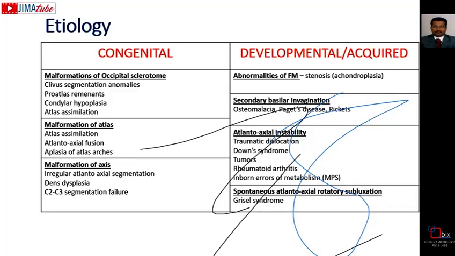What are the acquired causes? Abnormalities of foramen magnum in the form of stenosis, secondary basilar invagination, osteomalacia and Paget's disease, rickets, atlanto-axial instability, traumatic dislocation, Down's, rheumatoid arthritis, and spontaneous atlanto-axial rotatory subluxation.